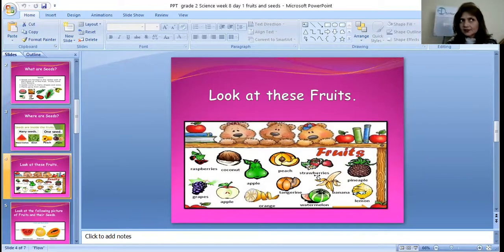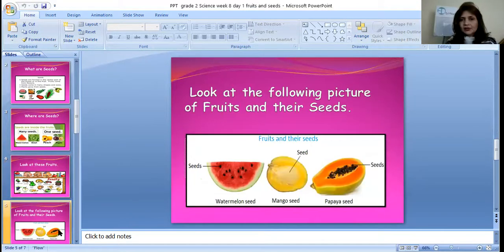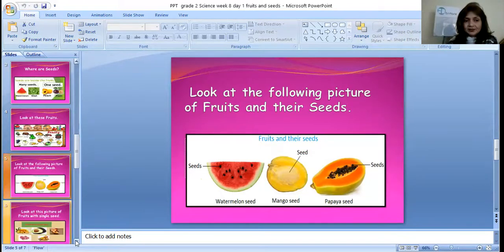Strawberries don't have any seed. Pineapple doesn't have. And banana doesn't have. Watermelon has many seeds. Orange has many seeds, right? Okay. Now look at the following picture of fruits and their seeds. Now seeds are here. This is watermelon. This is mango. How many seeds are there in mango? Only one seed. And this is another fruit that has many seeds. And which fruit is this? It's a papaya. Correct.